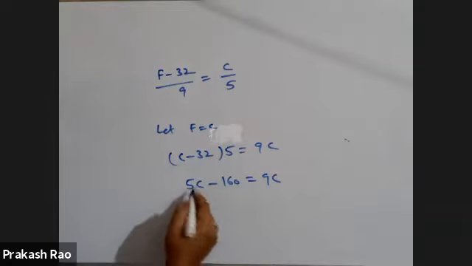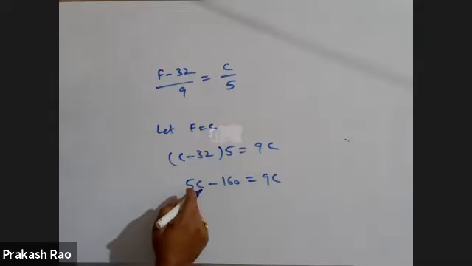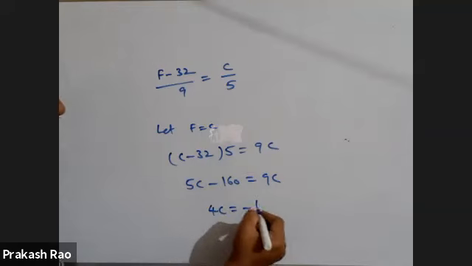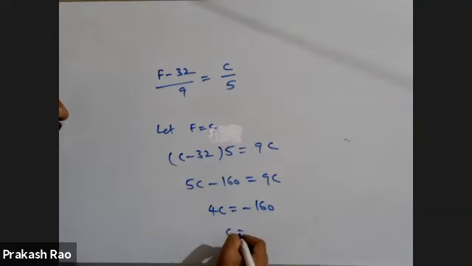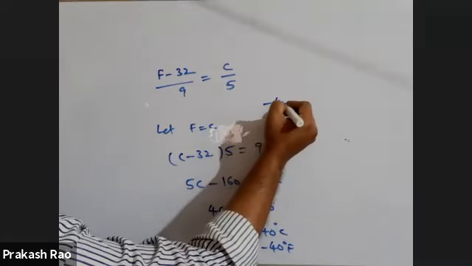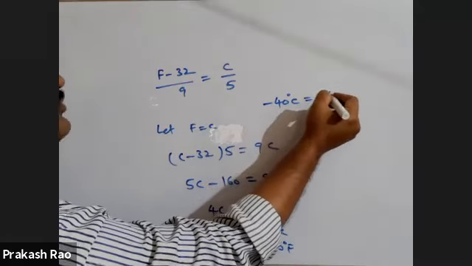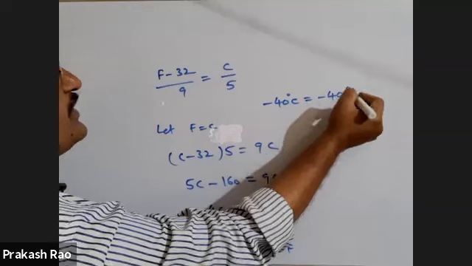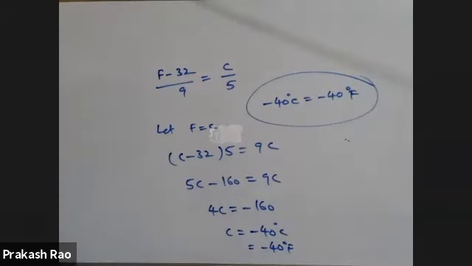You send it to that side. 9C minus 5C, 4C. 4C is equal to minus 160. Therefore, C is equal to minus 160 by 4, minus 40 degrees centigrade, which is nothing but minus 40 degree Fahrenheit also. Minus 40 degrees centigrade is equal to minus 40 degree Fahrenheit. Please remember, my dear students. Minus 40 degree centigrade is equal to minus 40 degree Fahrenheit.